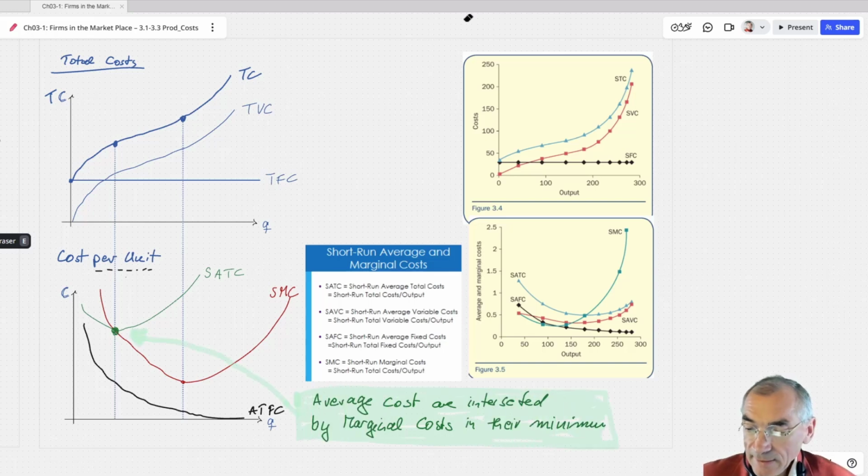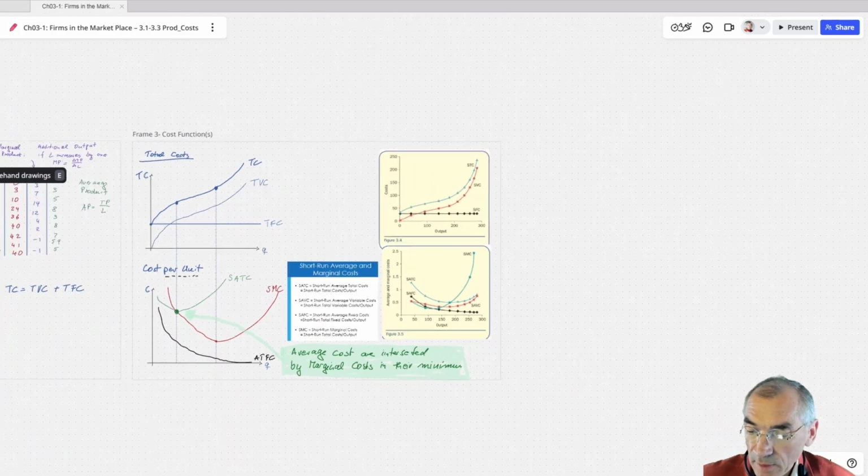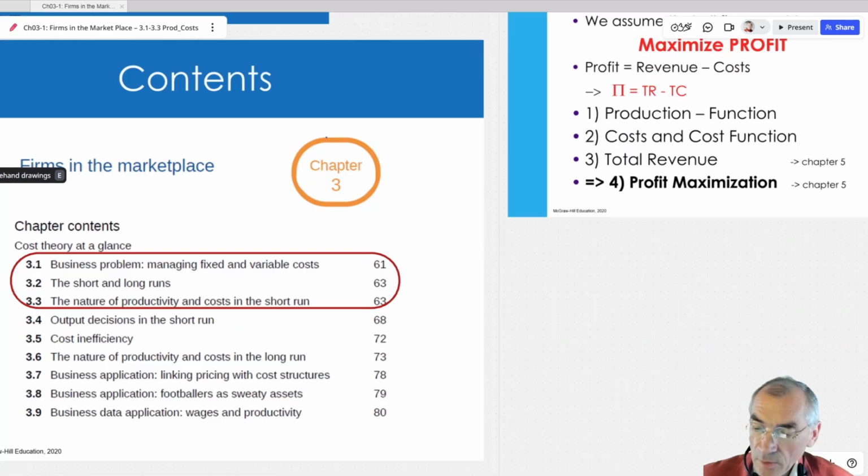With this finding, we end our first video, the first part where we heard it's about the derivation of costs in the short run. You see, the next step is to talk about output decisions in the short run and cost efficiency, and then enlarge our analysis to long run.